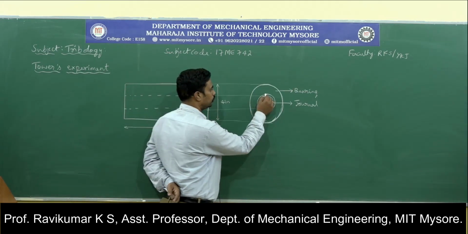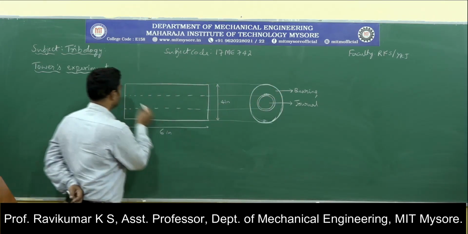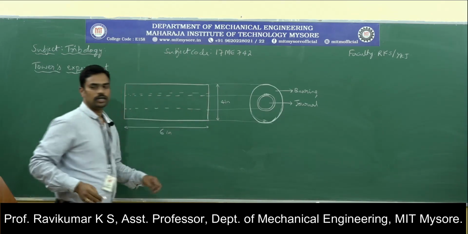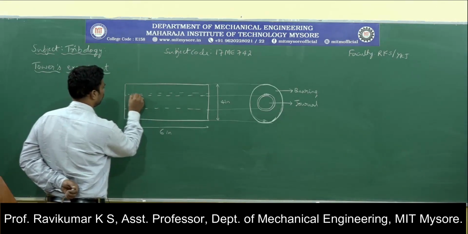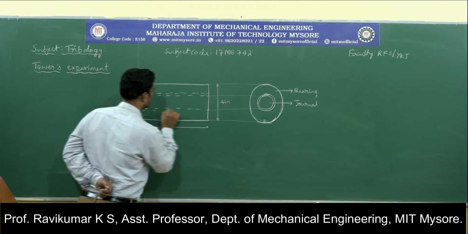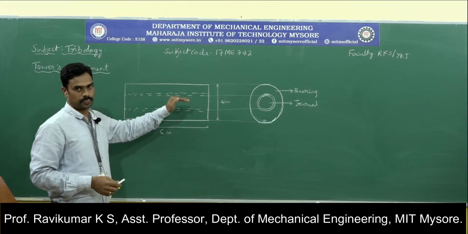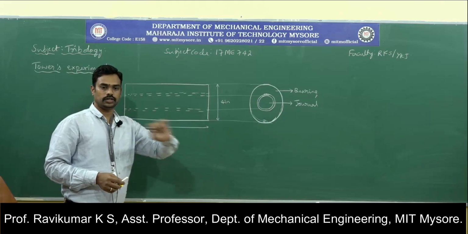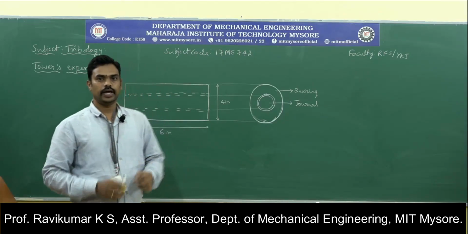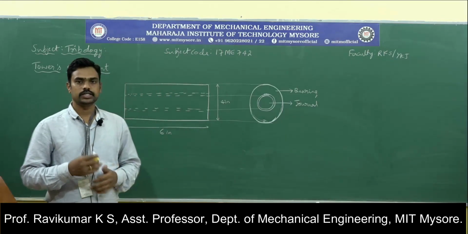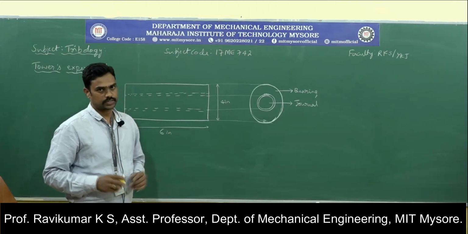In the first experiment, Tower made grooves parallel to the axis of the shaft, something like this, and he supplied the lubricant through that groove and analyzed the behavior. This experiment didn't yield a good performance of the lubrication. The result was not satisfactory.